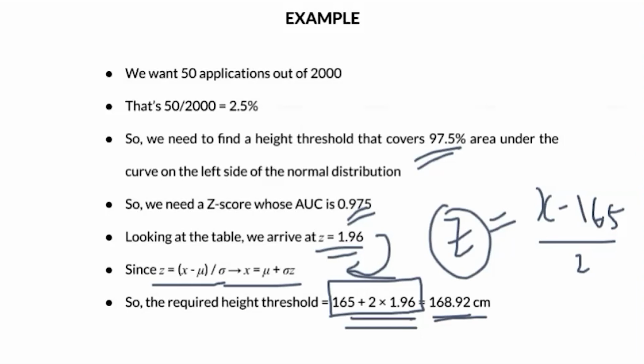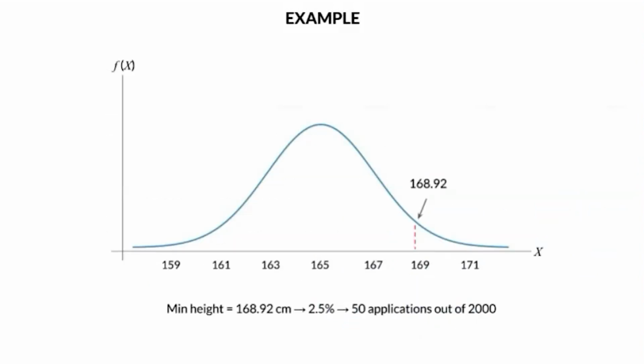So if I set my height threshold at 168.92 centimeters, I am more or less ensuring fairly that my 2000 applications reduce to roughly 50 applications. This gives me 2.5% on the right side, which translates to 50 out of 2000 applications. Of course, you can extend this to any domain. It's not just the number of applications or anything like that. Heights of people, you can expand this to any normally distributed variable and make these kinds of decisions.